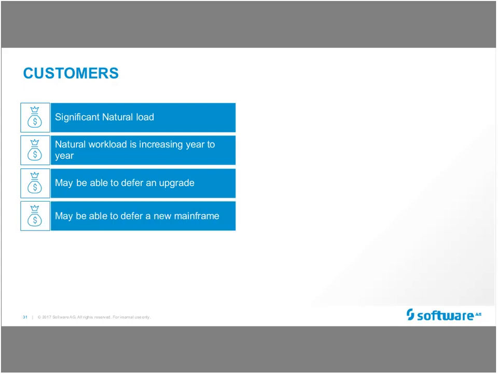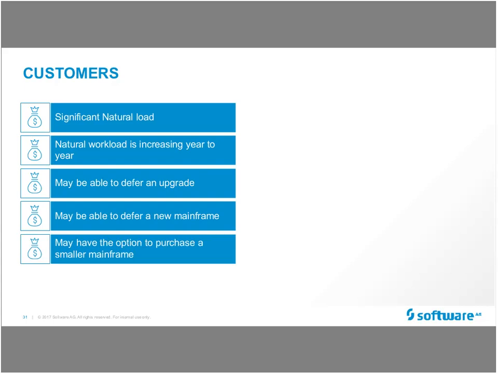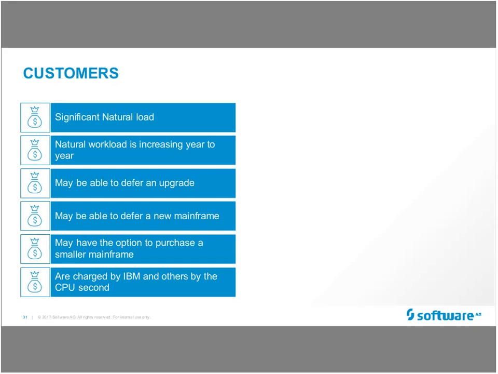CFOs love zIIP. You might be able to defer a new mainframe. So you might be able to hang on to that mainframe for 1 more, 2 more years, and that is going to save you money. You may have the option to purchase a smaller mainframe. So when we're talking smaller mainframes, we generally mean a smaller check. So again, there is a way to get ROI out of this product.